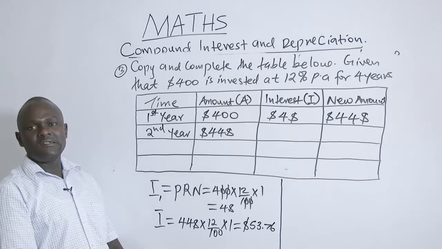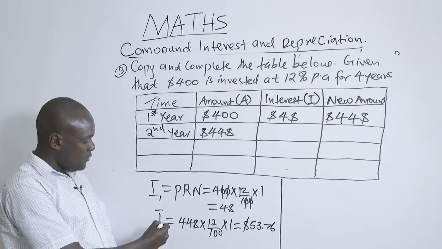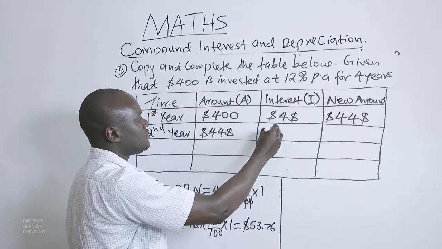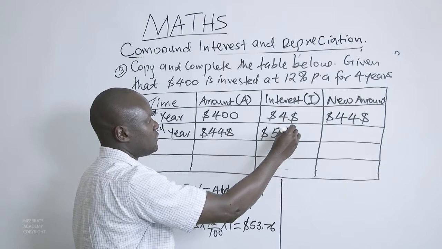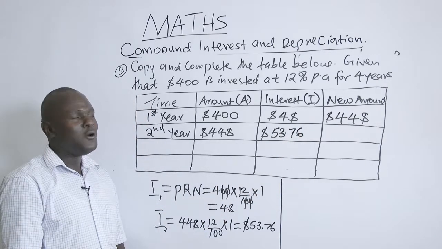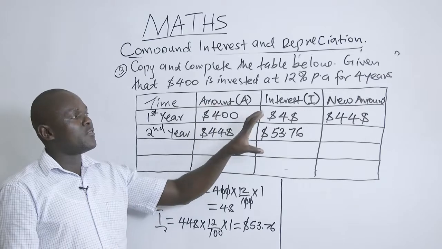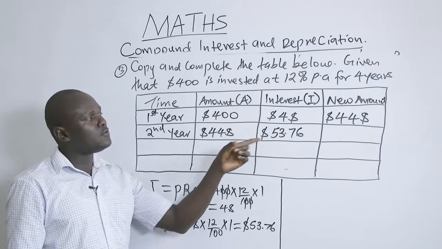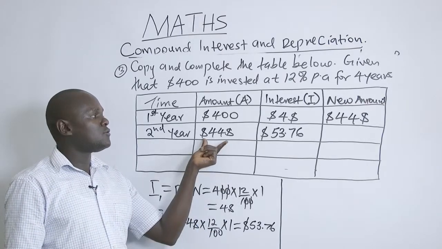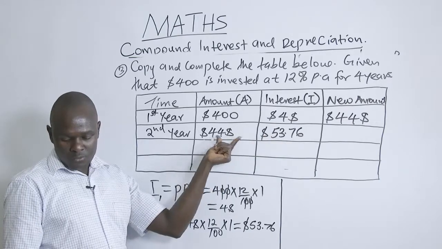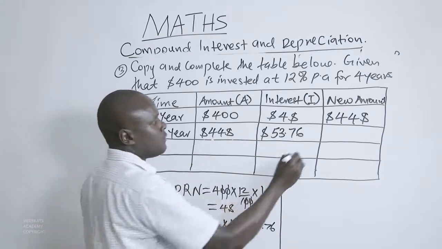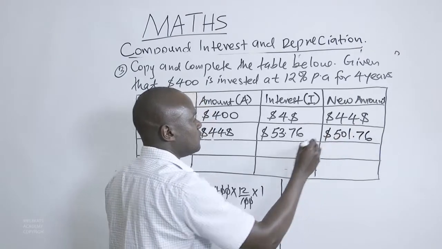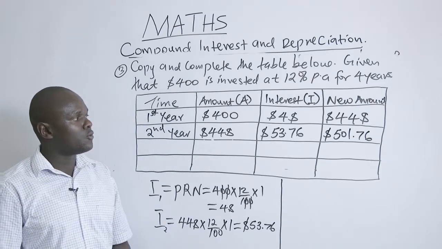This is the new interest that will be accrued in the second year. If we denote this as interest 1, or interest in the first year, this will be our interest in the second year. And this interest in the second year we are saying is $53.76. What will be the new amount in the account at the end of the second year? Or what will be the bank balance at the end of the second year? The bank balance will be the sum of these two, and this will be $501.76. We are proceeding on well.